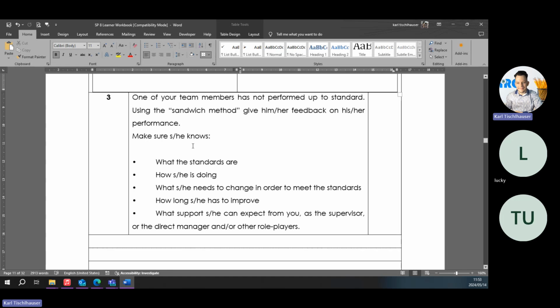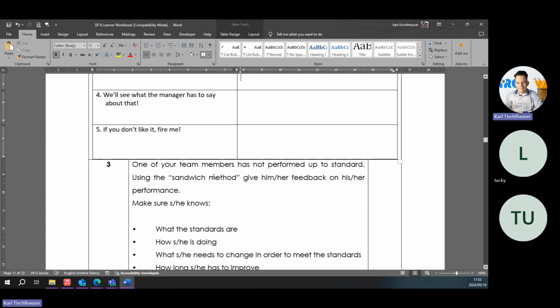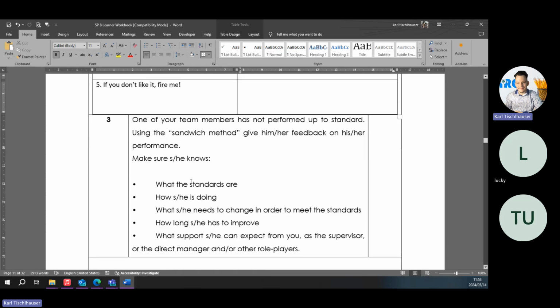Make sure that she or he knows the following. So, what the standards are, what he or she is doing, what needs to be changed to meet the standards, how long he or she has to improve, what support he or she can expect from you as a supervisor or a direct manager, and other role players. So, when they say sandwich method, they're talking about having an introduction, a body, and a conclusion.